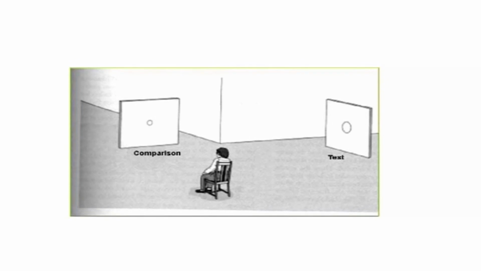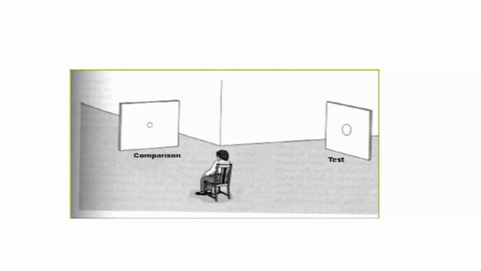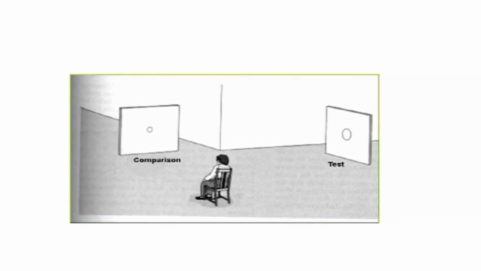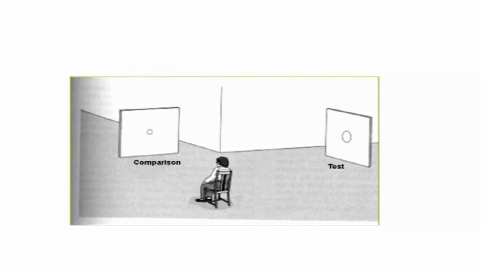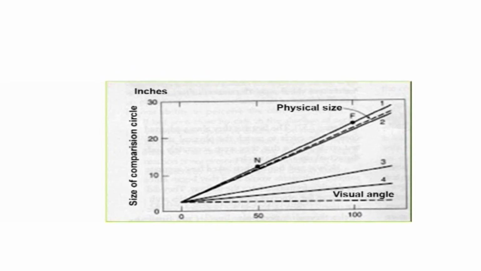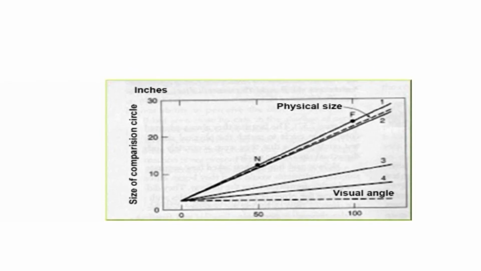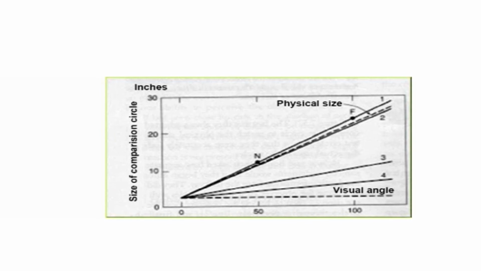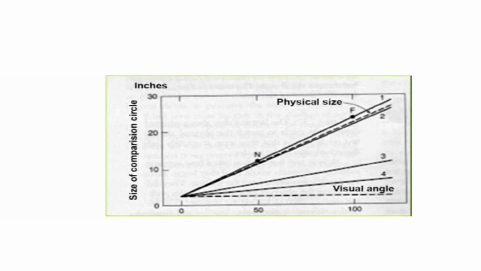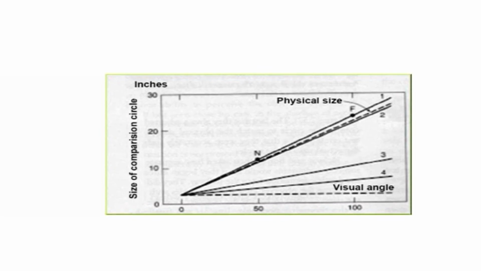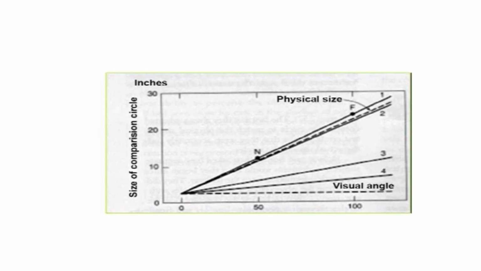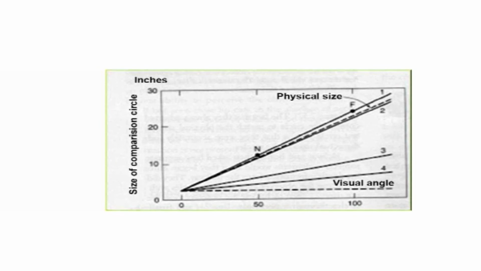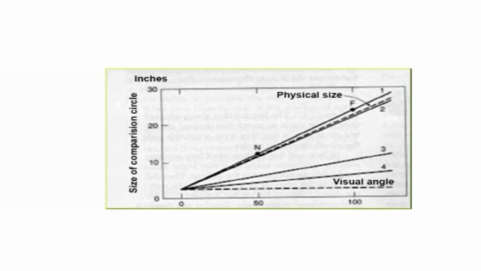Then he was asked to change the size of the comparison circle to match the size of the test circle he perceives. The size of the test circle in the retina remained the same. The size was changed with depth to keep the retinal image the same. The right image of the figure plots the perceived size of the test circle with its distance from the viewer. The slanted dashed line shows the actual change in size of the test circle, and the horizontal dashed line shows the size of the retinal image, which is constant.